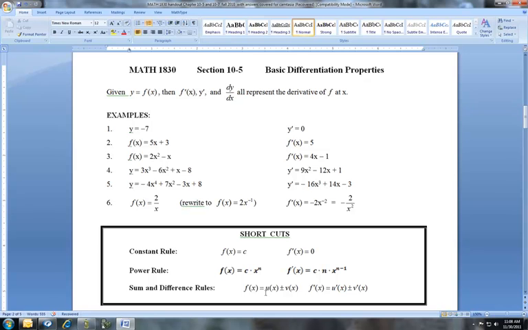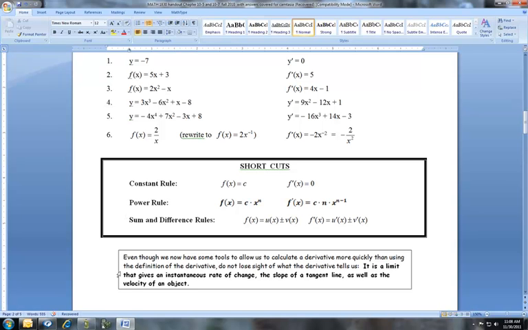Sum and difference rules: if you have more than one term in a function, you do the derivative individually. Actually, we did this for problem 5, actually 2 through 5. Individual terms, I do the multiplication and I subtract. This is going to be a base rule that we'll use a long time, so you need to know how to do this.